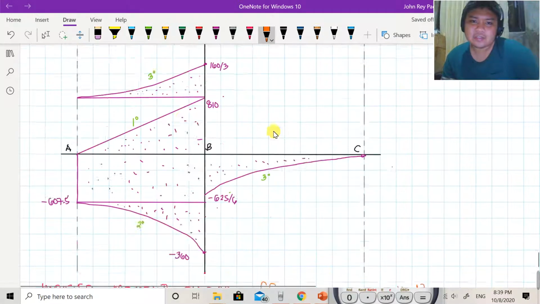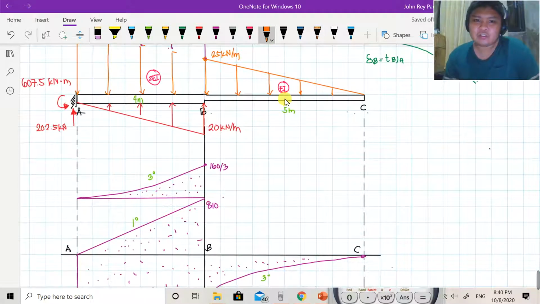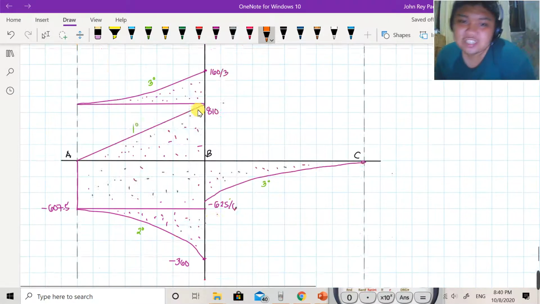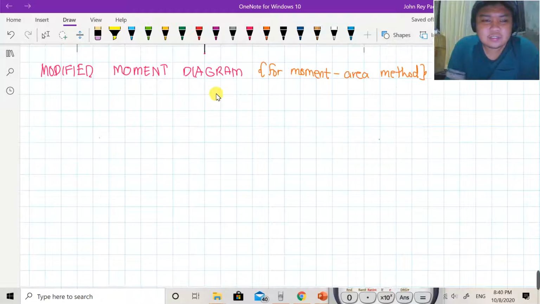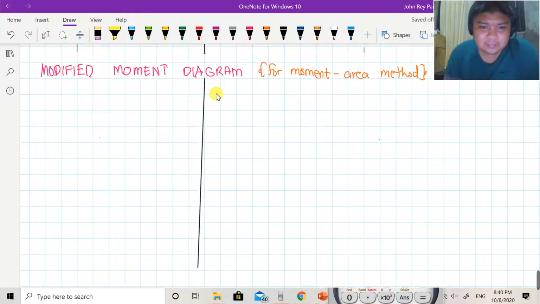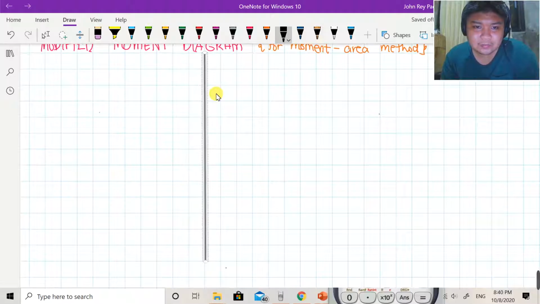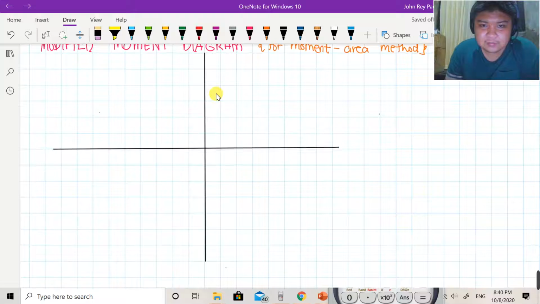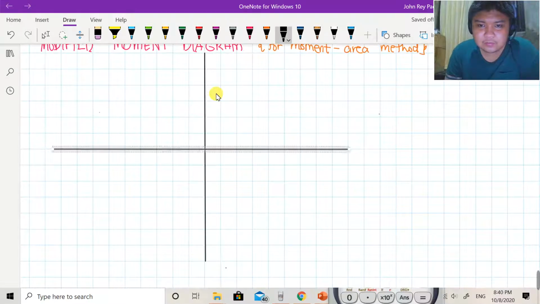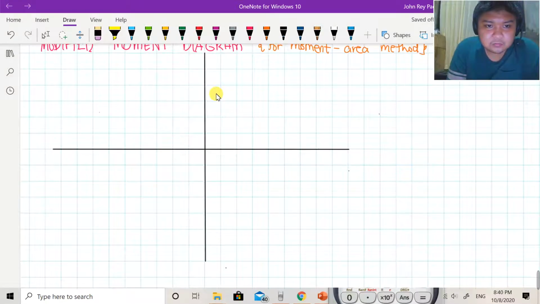Ang gagawin natin dito, class, itong moment diagram, i-divide natin siya ng mga coefficient na katabi ni flexural rigidity. So, para hindi na kayo malito, i-drawing ulit natin. This is still point B, right? So, ito pa rin yung point B. Tapos, ito yung ating horizontal. So, yung point A ay 4 meters siya.